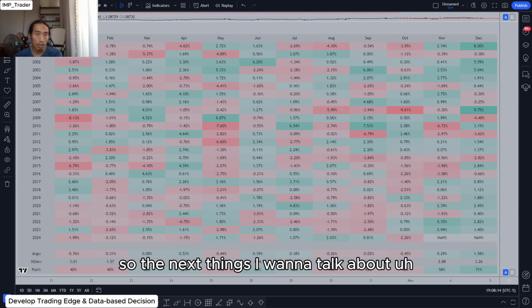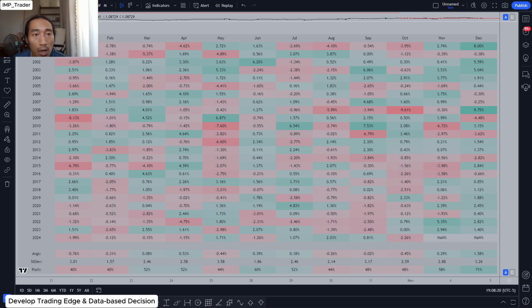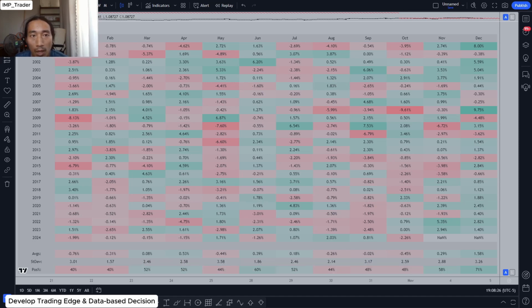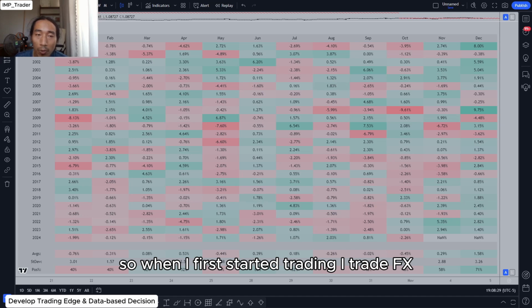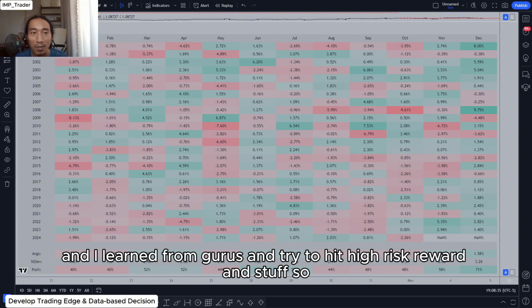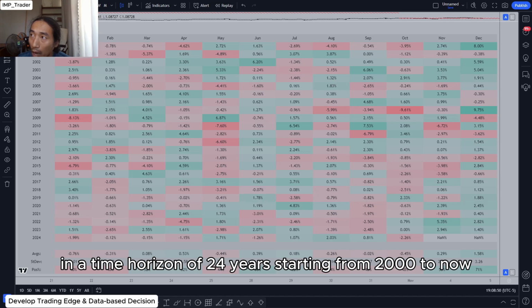So the next thing I want to talk about is seasonality. I want to give a little bit of an overview first before we actually dive deeper. When I first started trading, I traded forex, and I learned from gurus and tried to hit high risk-reward and stuff. So the thing about that is the EUR/USD over a time horizon of 24 years, starting from 2000 to now.